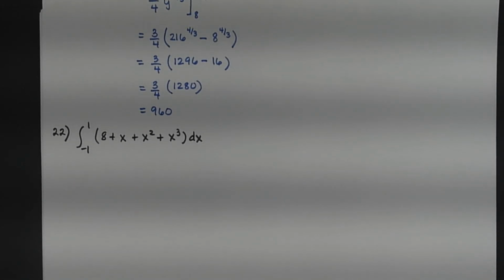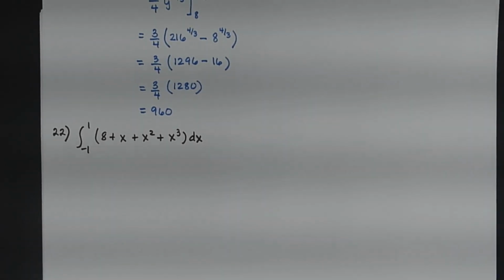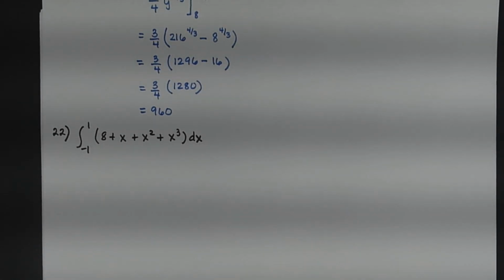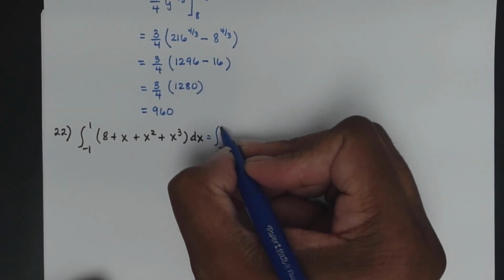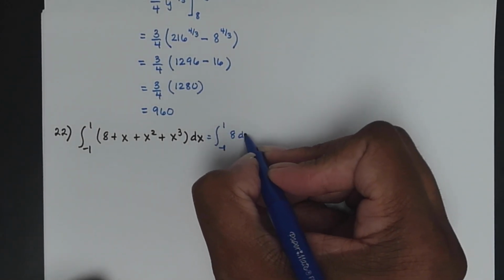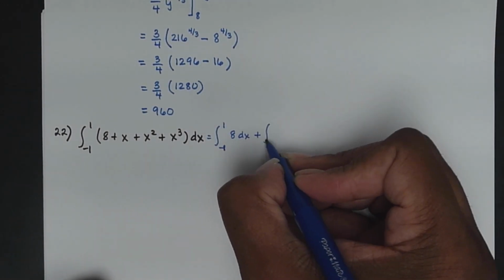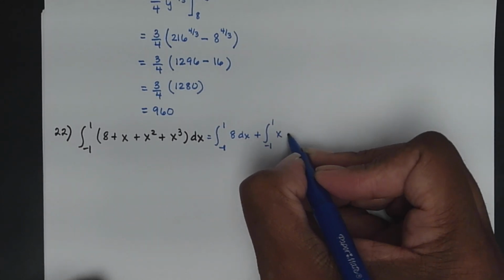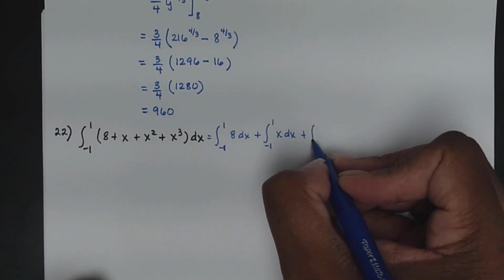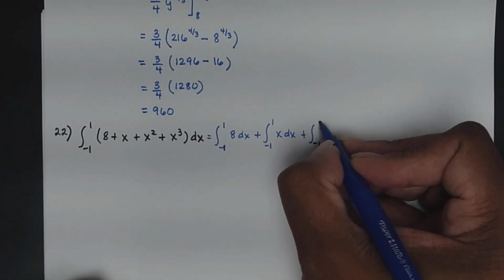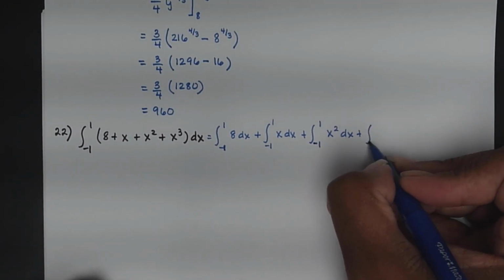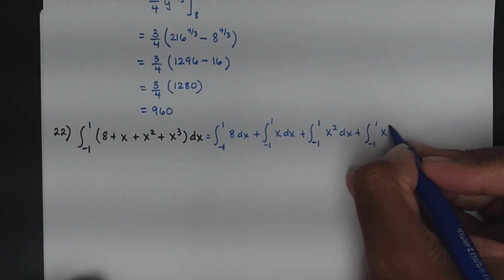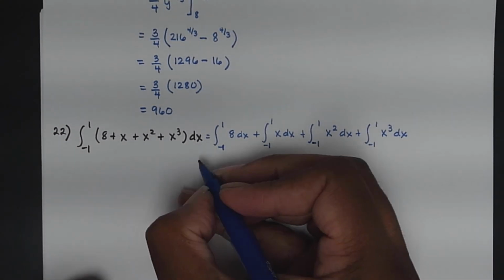Okay, so I'm going to integrate each part here. Let me use a different color. For the integral from -1 to 1 of 8 dx plus the integral from -1 to 1 of x dx plus the integral from -1 to 1 of x squared dx plus the integral from -1 to 1 of x cubed dx.